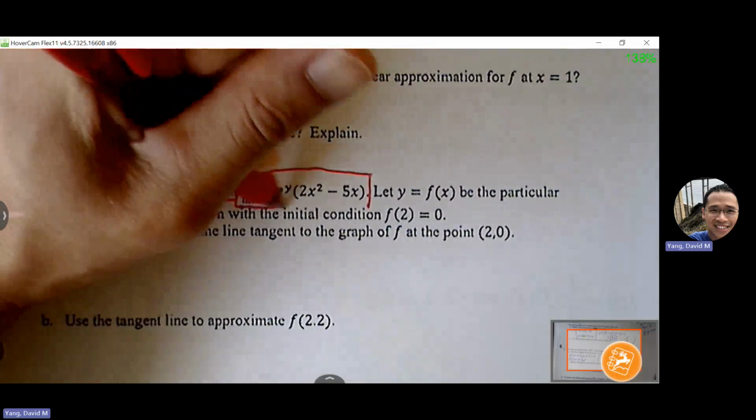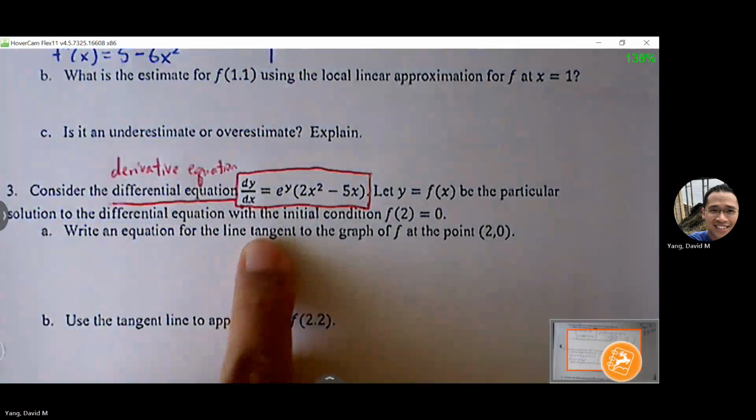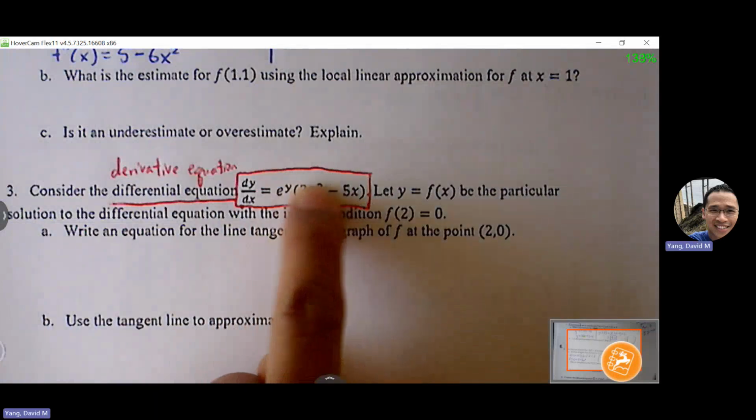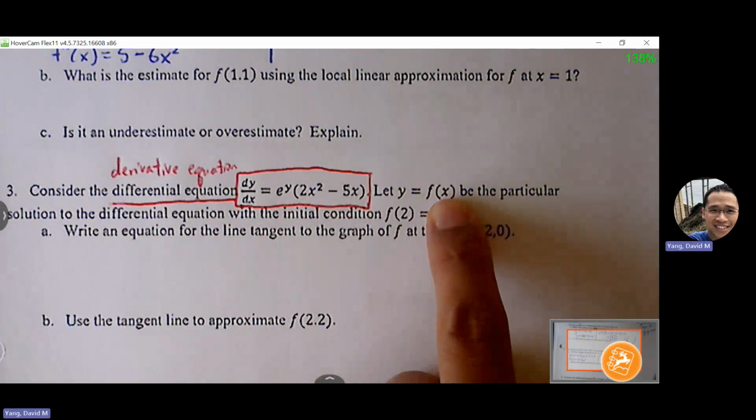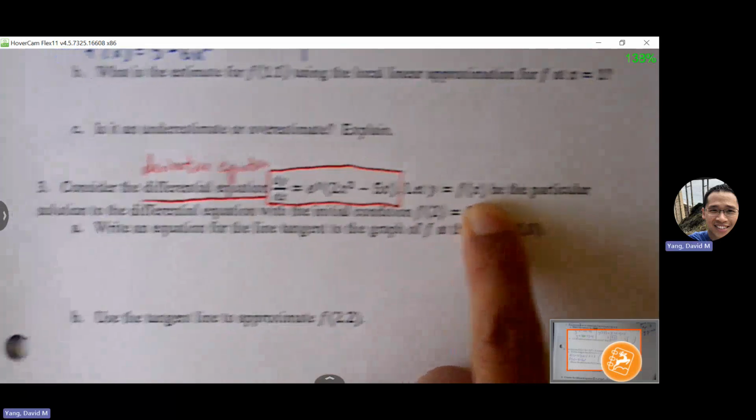We don't have to derive it. It's already given to us. So it does the same thing as other derivatives. You give it enough information, and in return, it'll give you a number, and that number is going to be the slope of whatever the original graph is. Let y equals f of x be the particular solution to the differential equation.